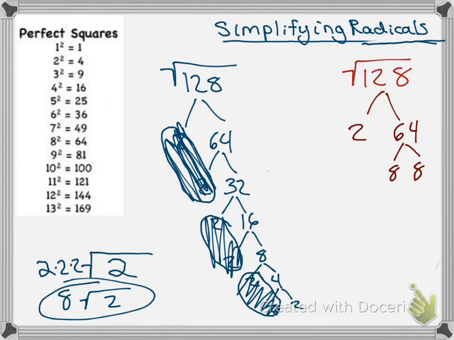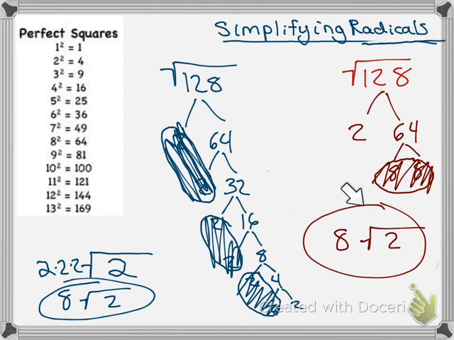8 times 8 is 64. And I have a pair. I don't have to break it down any further. As soon as you see a pair, you can stop. So I can circle my 8. And what I say, once you have a pair, bring one of them outside of your radical. Once you bring one of them out, they're both dealt with. And what's left over? That 2. And look, this answer is the same as this answer. It's just that this was a much quicker process.